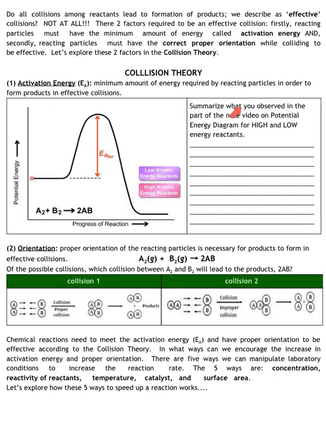At this point, I'd like you to summarize what you observed in that video with a potential energy diagram, for when I clicked on the high kinetic energy reactants or the low kinetic energy reactants. Go ahead and summarize it in this area. Now, aside from particles having enough activation energy, particles also have to have proper orientation. It's necessary for them to have effective collisions.